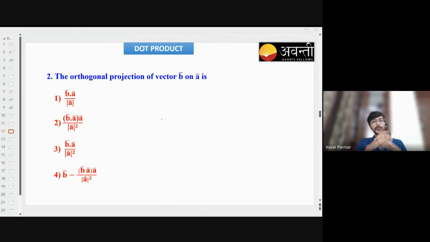Let's see the next. Now this is the orthogonal projection. What is orthogonal projection also known as? Orthogonal projection is also known as vector component. It is known as vector component. So what is vector component? Second option. I hope you got it. Right, guys? Let's move to the next question.